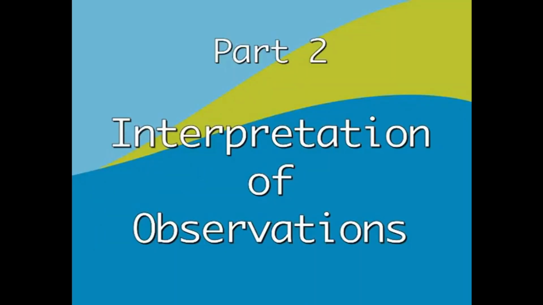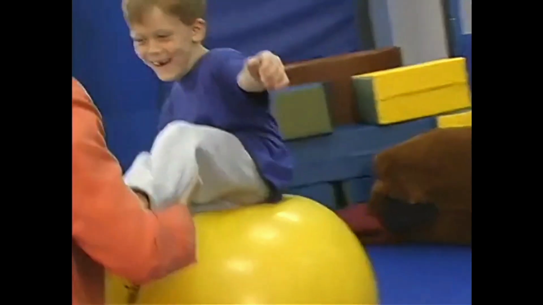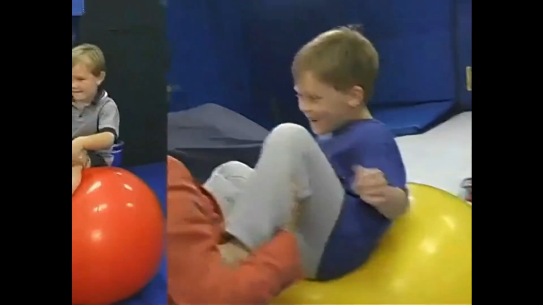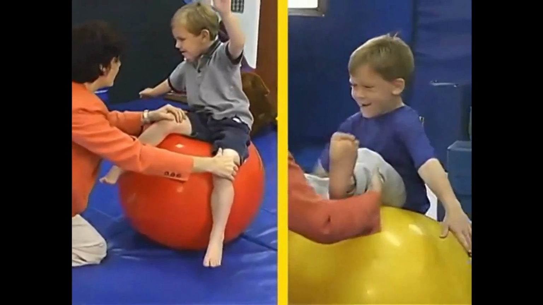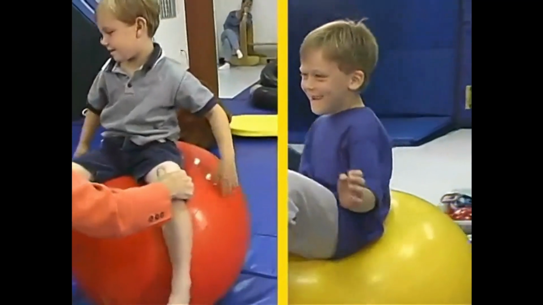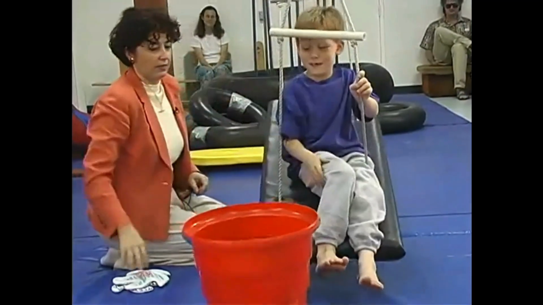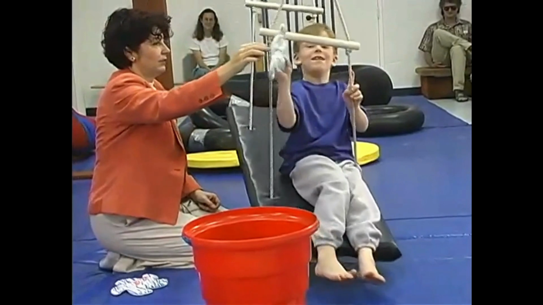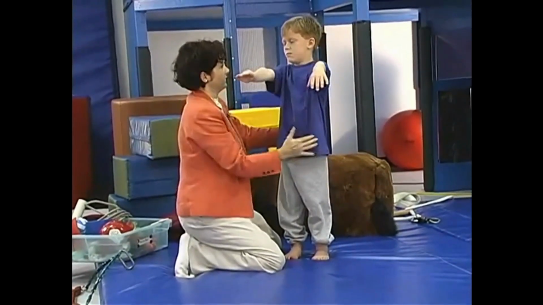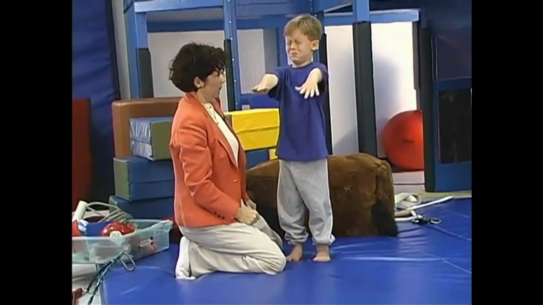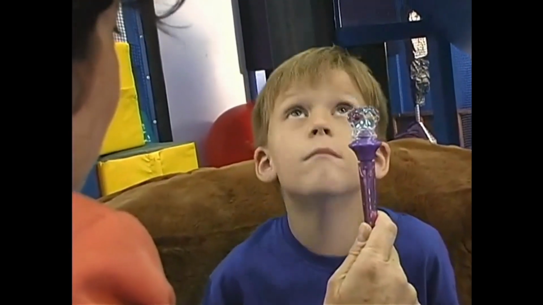More in-depth interpretation of these clinical observations will be discussed in part 2 of this series. We will revisit Matthew and compare his performance to another child with sensory integrative dysfunction. Observations provide the context for understanding a child and help us as therapists to plan and implement interventions that will support and enhance a child's development.